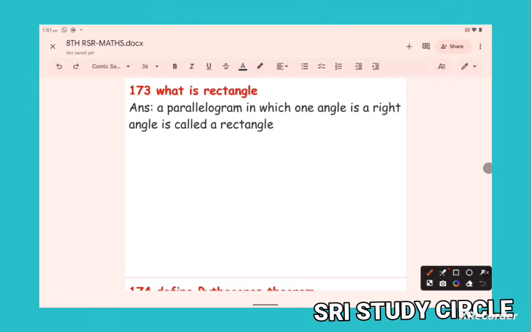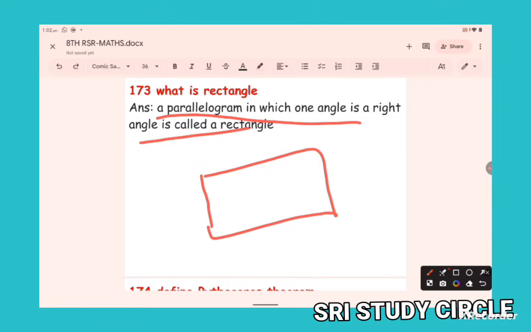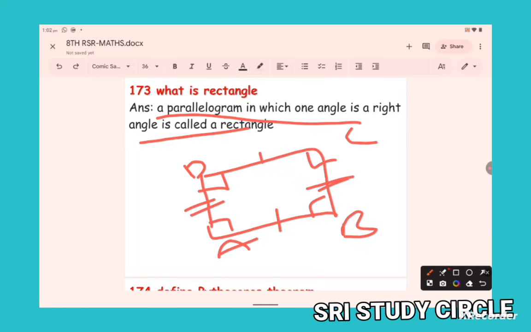What is a rectangle? A parallelogram in which one angle is a right angle is called a rectangle. Rectangle means each angle is 90 degrees, opposite sides are parallel, and the lengths of the opposite sides are equal. So this is a rectangle ABCD. Opposite sides are parallel and equal. Each angle is 90 degrees. The lengths of the diagonals are equal. The diagonals bisect each other.